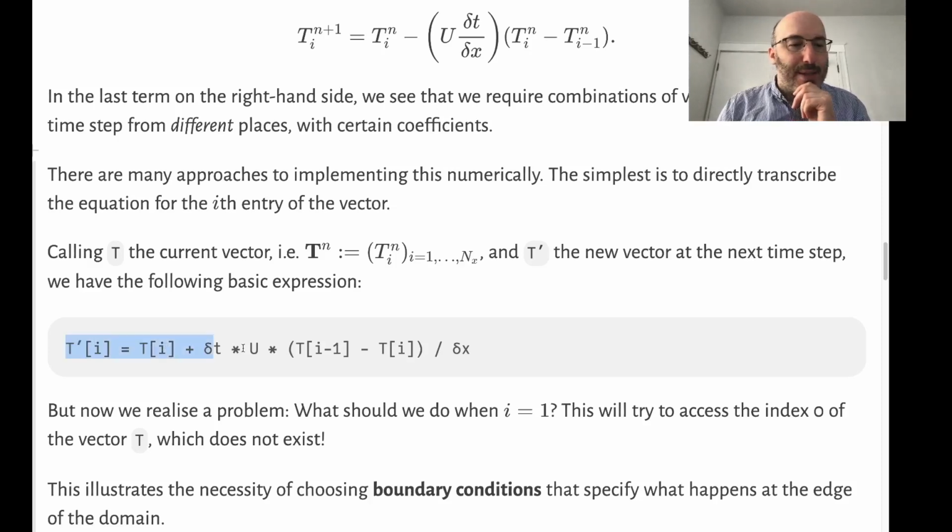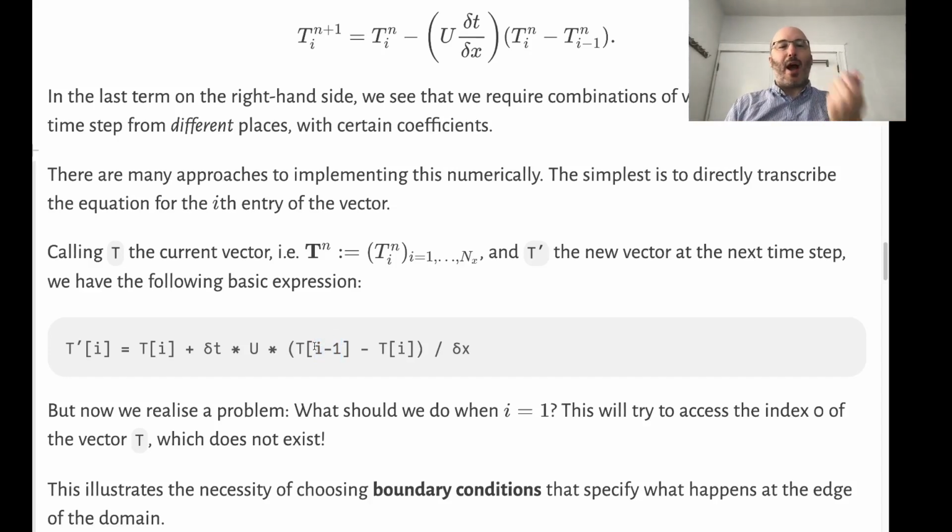But if we look at this code, we realize that there's a problem. We need to calculate these new values for each cell number i. But what happens if we set i equals 1? Then we're actually trying to access element number 0 of the array. In other words, we're trying to access an element which is outside where the array lives. The array in Julia is indexed from 1 to N, and we're trying to access element number 0.